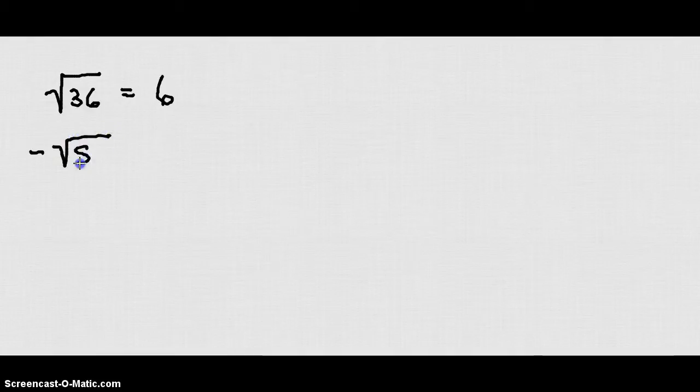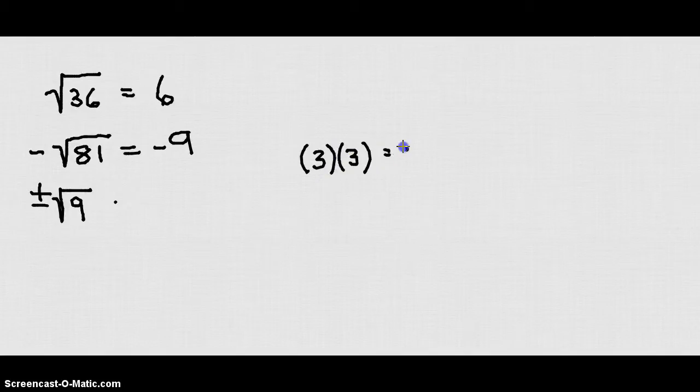What if we had the negative square root of 81? Well, in this case, the negative sign's on the outside, so we're going to say negative, and then the square root of 81 is going to be 9. So my answer to that is going to be negative 9. We could also have something like this, where it's plus or minus the square root of 9. Notice if I take 3 times 3, that gives me 9, of course, but also if I take negative 3 times negative 3, that's also going to give me 9. So either of these two answers, 3 or negative 3, will work for this. So we're going to say plus or minus 3.